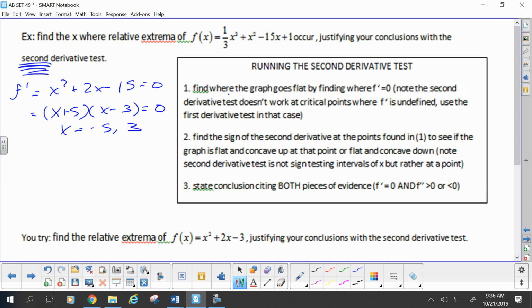Yep. Okay, now here's where we start to diverge. So far it's just like we've always been. Now we're not going to do any sign test on the first derivative. I don't care if the first derivative changes. That's not how the second derivative test works. Now we need to find the second derivative. What is the second derivative? Mr. Garcia, what's the second derivative?